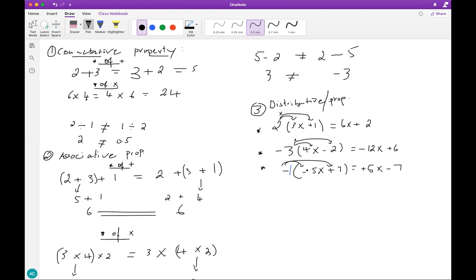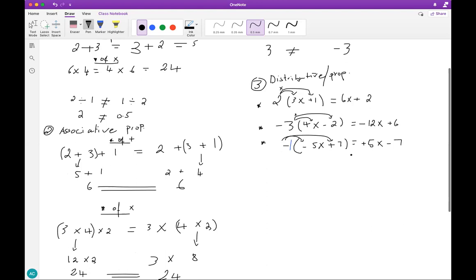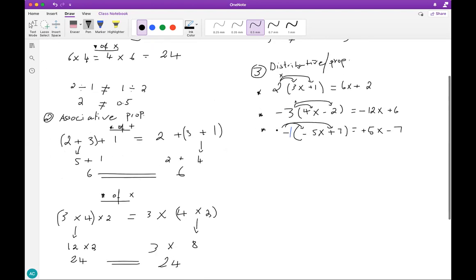What else? -1 times positive 7 will be negative 7. Okay, so when you distribute, you're using the rules of multiplication. Remember the rules of multiplication from the previous lecture: negative times negative is positive, negative times positive is a negative. That's basically what the distributive property is. Let's see if we have another one.